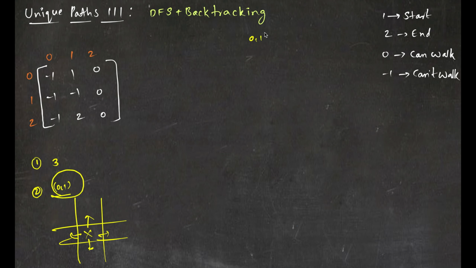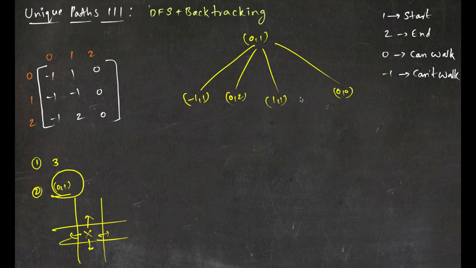So it is 0, 1, and I'll be having 4 options. I can either go up, so if I go up it's going to be -1, 1, or right, it is going to be 0, 2, or down, it is going to be 1, 1, or left, it is going to be 0, 0. But -1, 1 is an invalid index because we are getting negative here. And 0, 2 has value 0 here. So this is a valid thing, so we can move further from here.